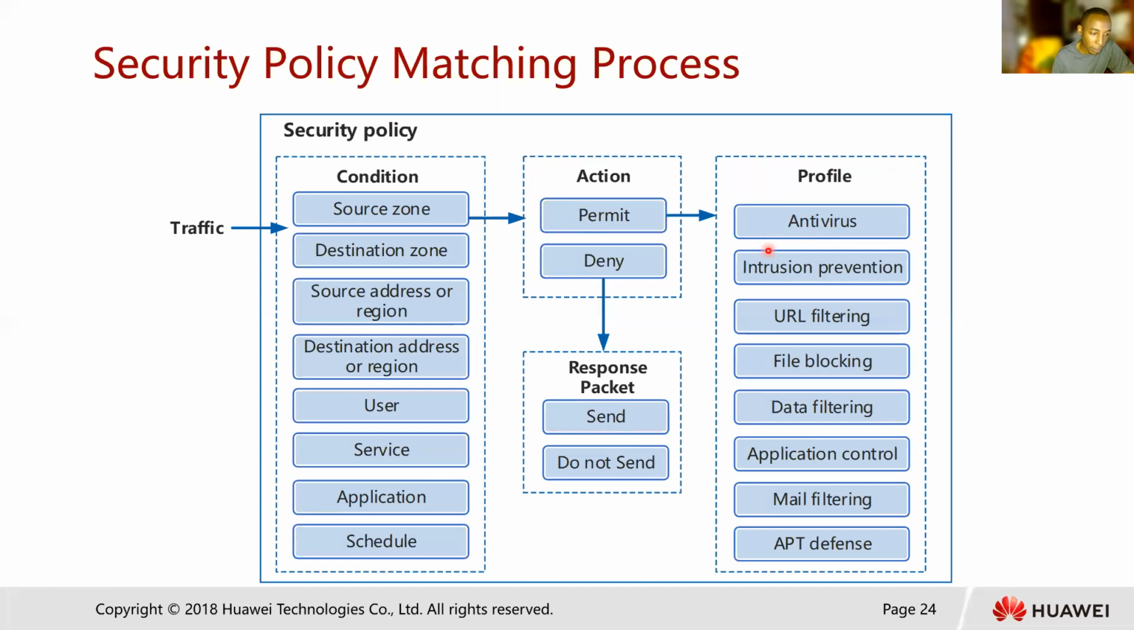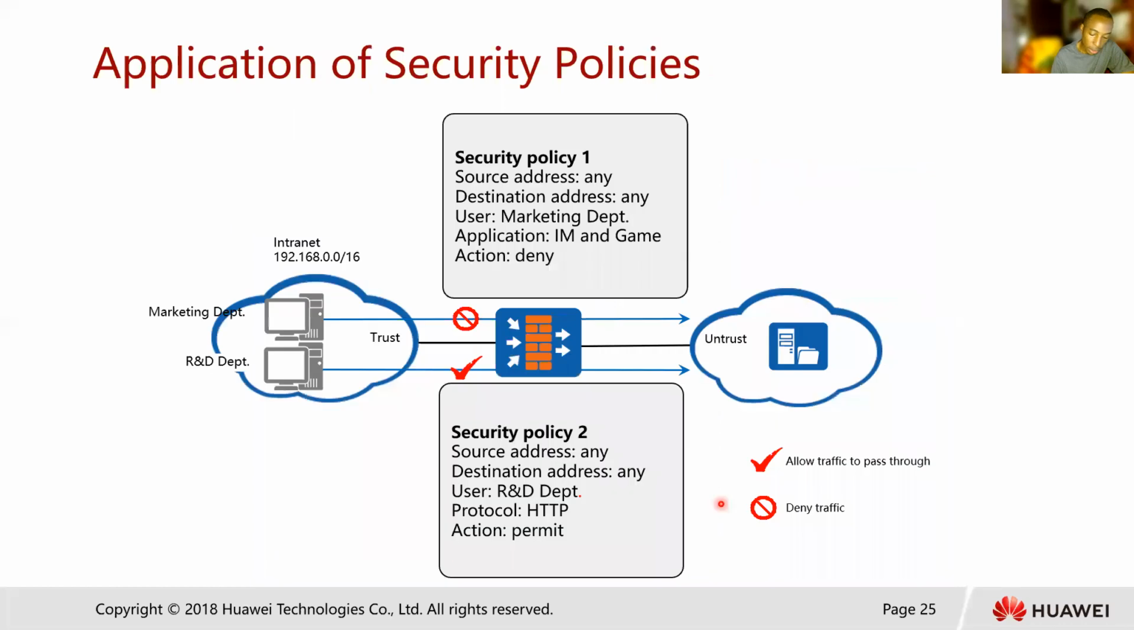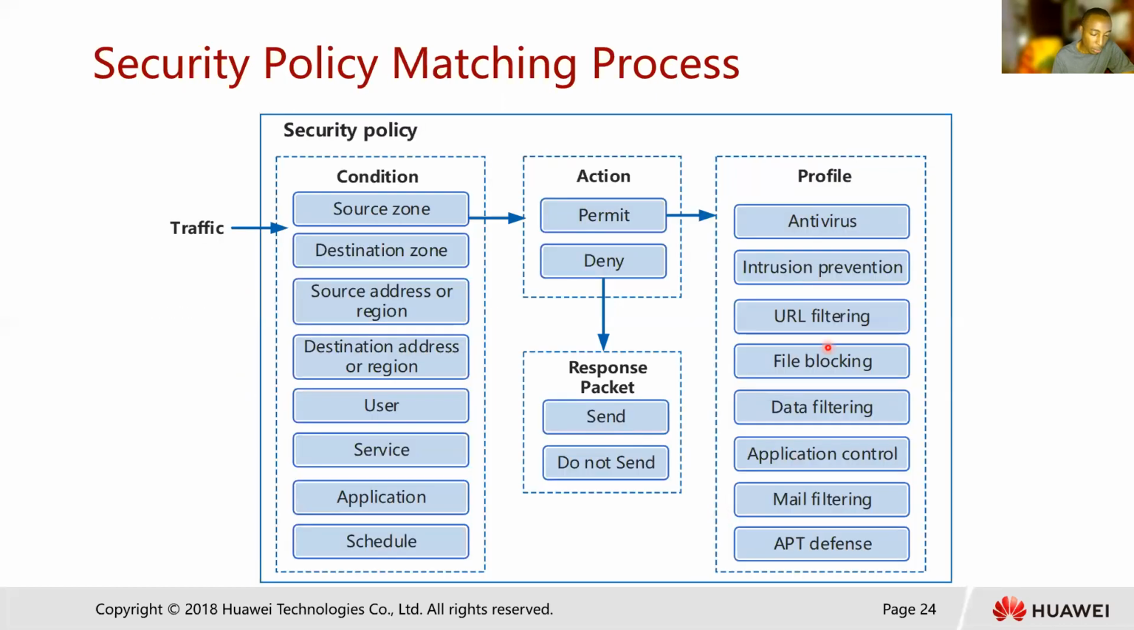When you're looking at the profile, you can see antivirus, intrusion prevention, URL filtering, file blocking, data filtering, application control, mail filtering, APT defense. So these are some of the profiles of that policy, right? I mean, what is the profile of that security policy? Sorry.